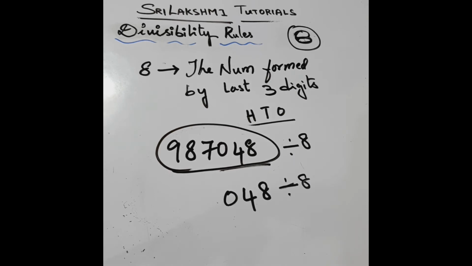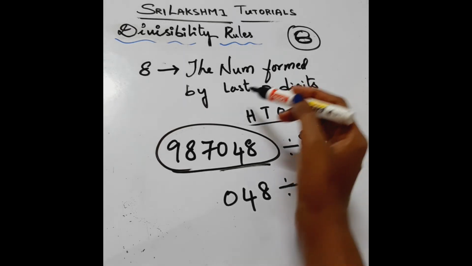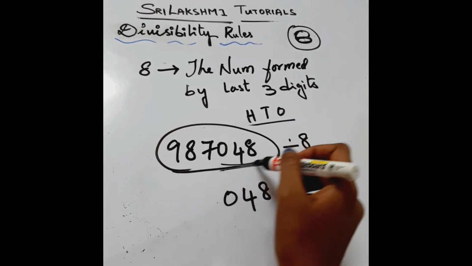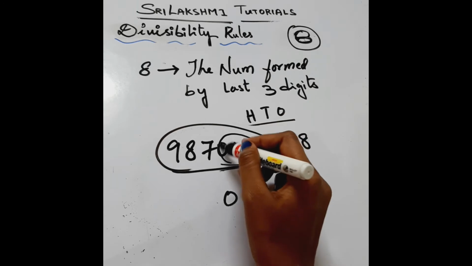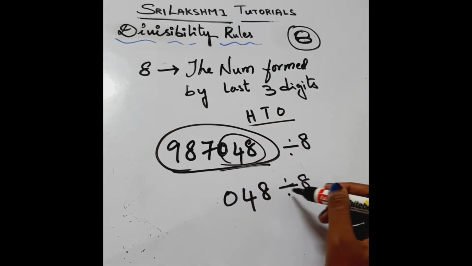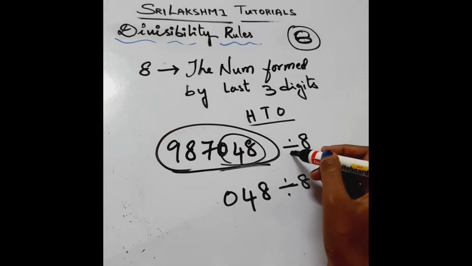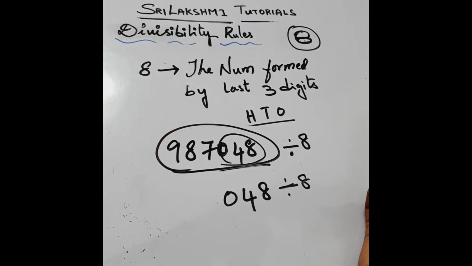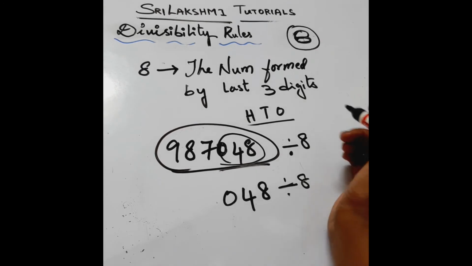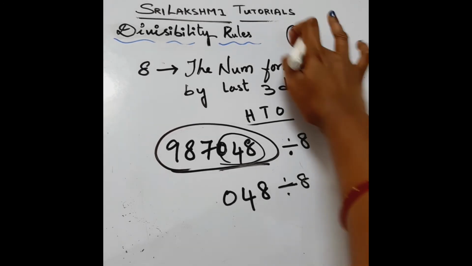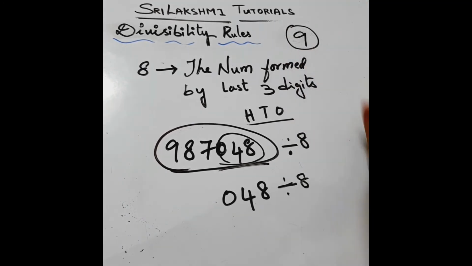Understood, children? The divisibility rule of 8 is the number formed by the last 3 digits. If it is divisible by 8, then the complete given number is also divisible by 8. Hope you all understood the divisibility rule of 8. And let's see the number 9 now.